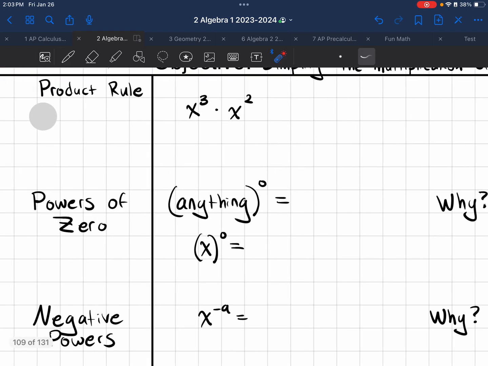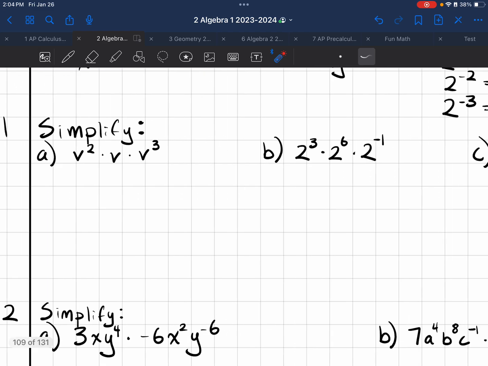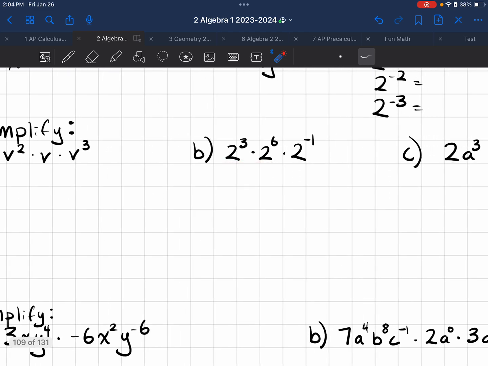Essentially, I want to multiply this x to the power of 3 and x to the power of 2. The thing that I want to point out here is these are the bases. These are the numbers that are in the bottom. These are the powers. The bases are the same. I have x and x. So if I have any other bases that are the same, say 2 and 2, that still applies.